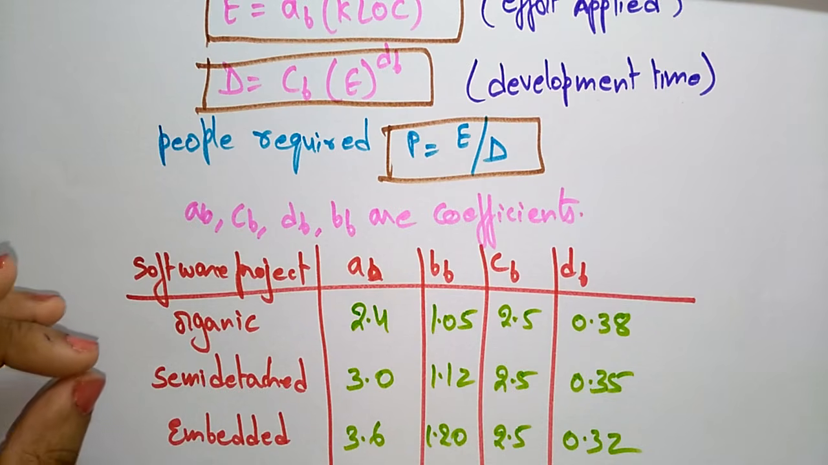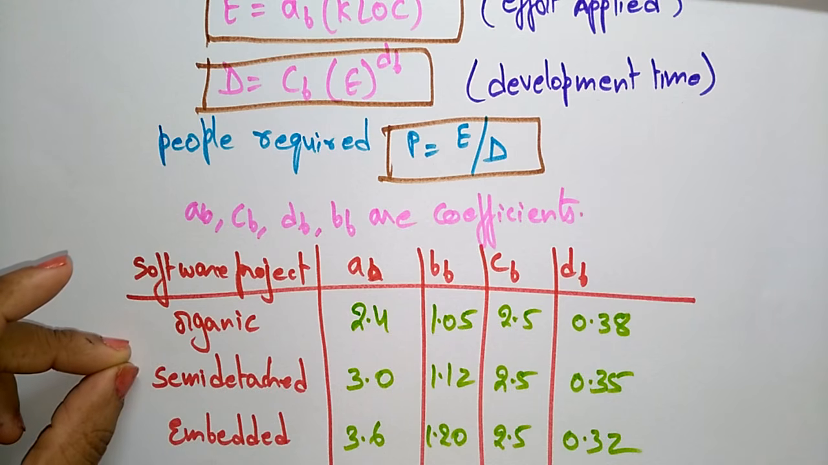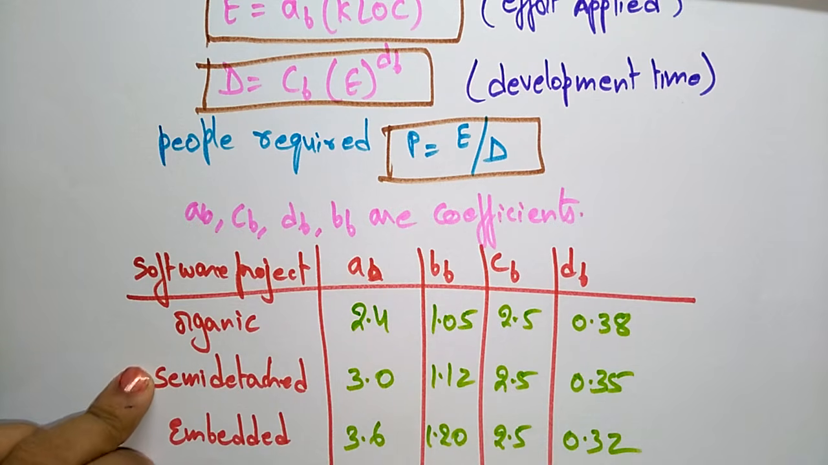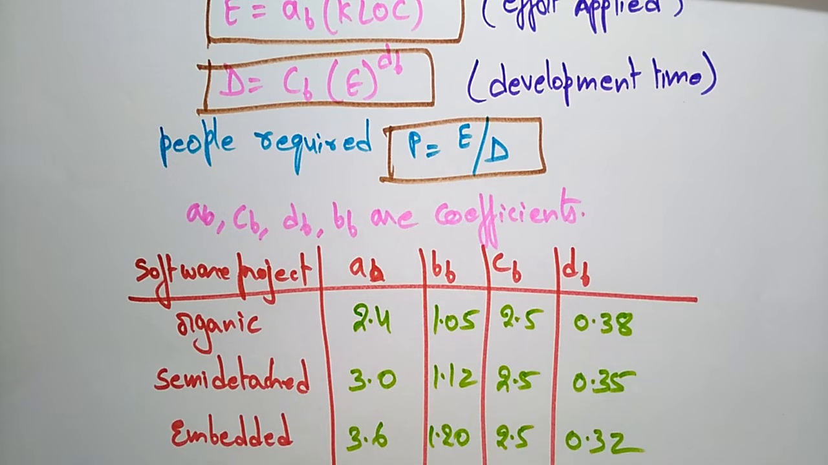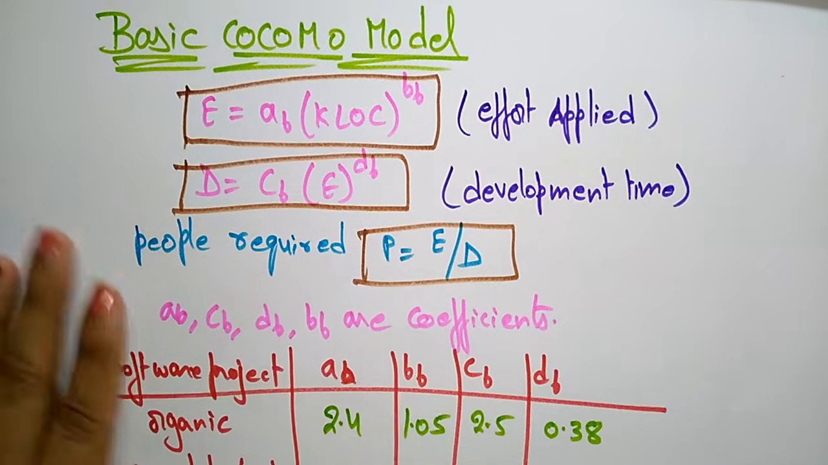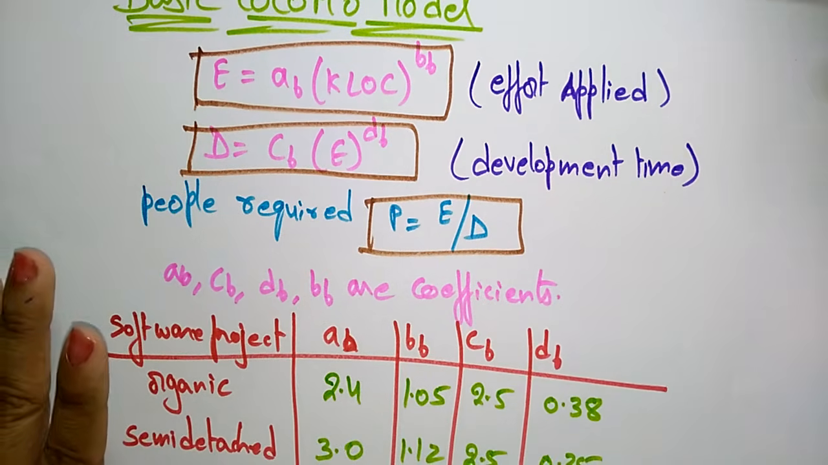For all the software projects, if the project is working in organic mode, meaning a small project, you use these values. If you are using a medium sized project, then you can use these. If you are using large projects, that is embedded, you can use these coefficients. So this is the formula for calculating the basic COCOMO model. Let me explain with an example.